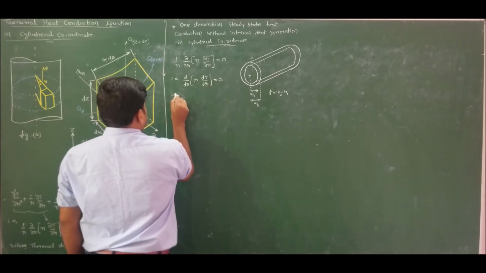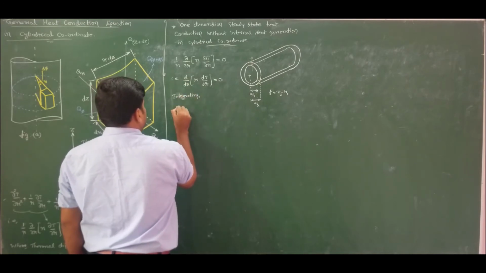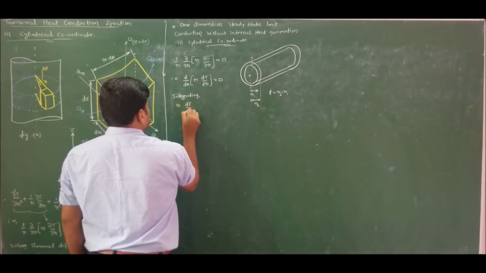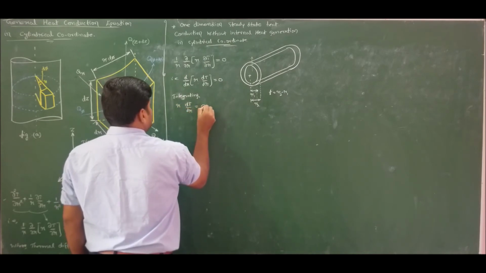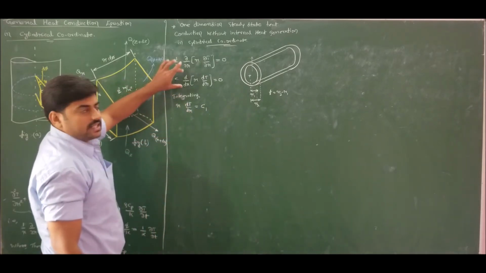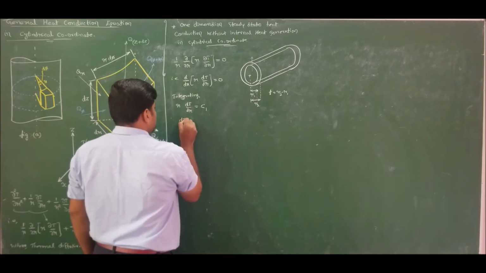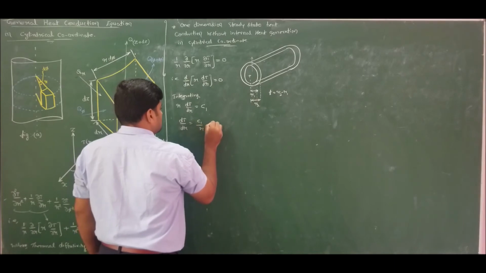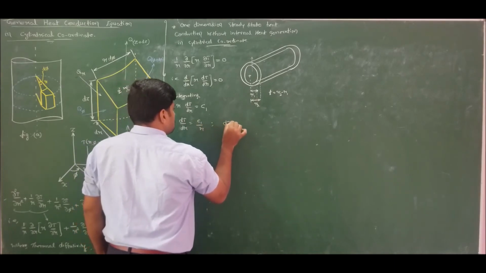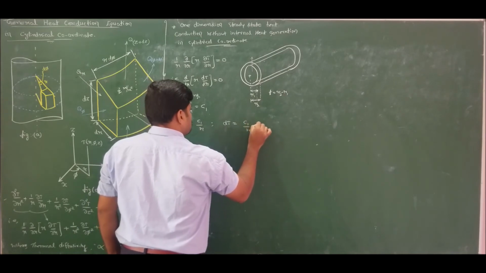Now integrating this equation, integration and differentiation will get cancelled, I will get r dT by dr, which is equal to constant of integration c1. This is because it is an indefinite integral. Now rearranging the terms, I will get dT by dr, which is equal to c1 by r. So that is dT is equal to c1 by r into dr.